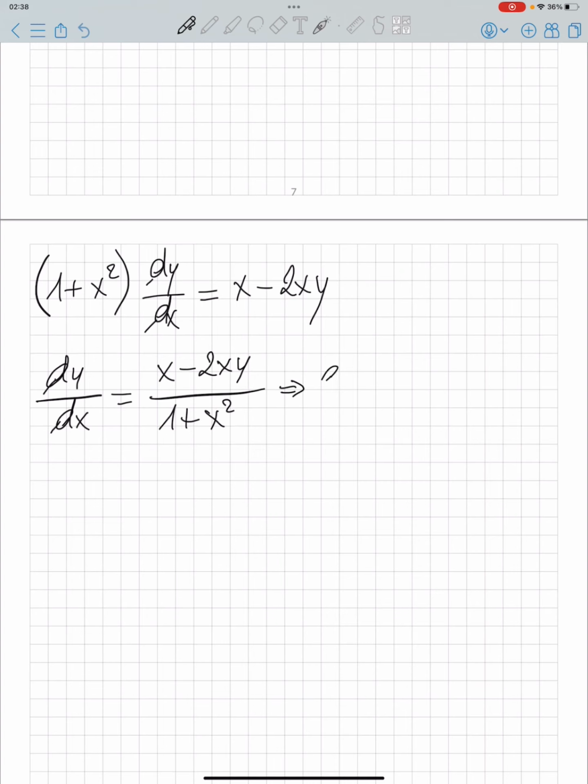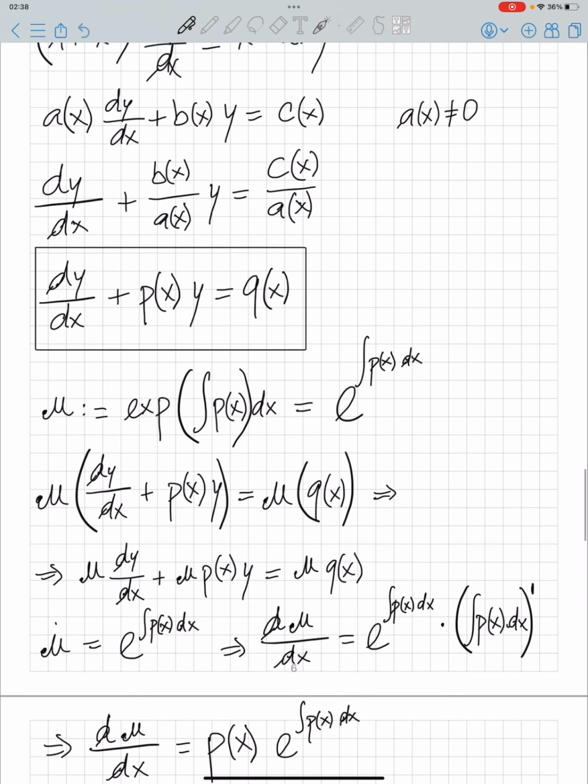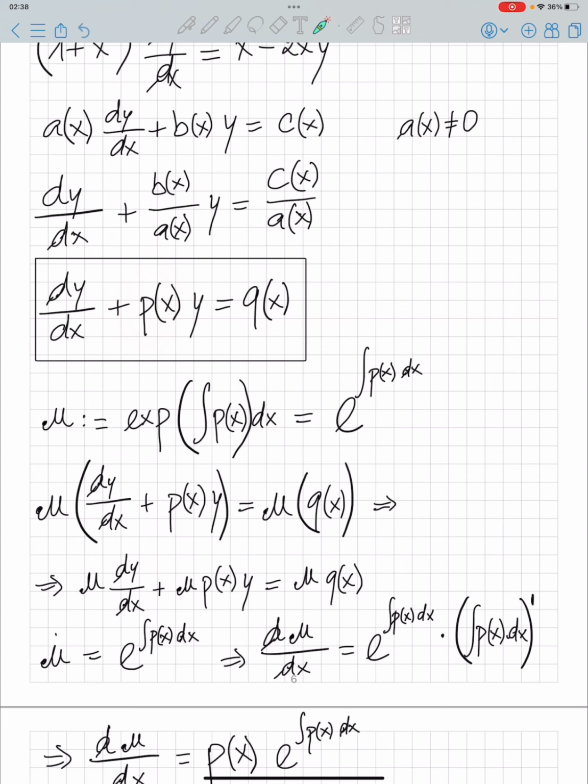So this means that dy/dx is going to be equal to basically this divided by this, then the second divided by this, right? So the first divided by the denominator minus 2xy divided by the same denominator, right? Because what we want to do is to also have a function which is the coefficient of the y, and then we're gonna have another function on the right hand side, right?